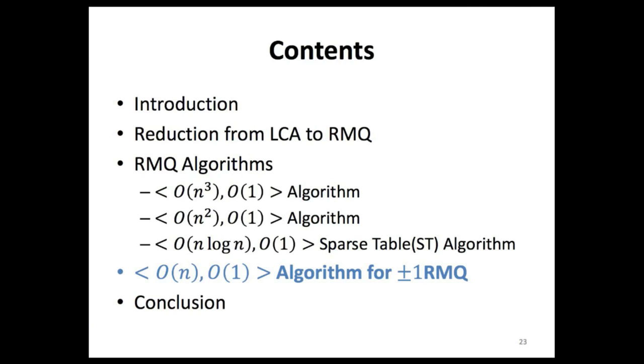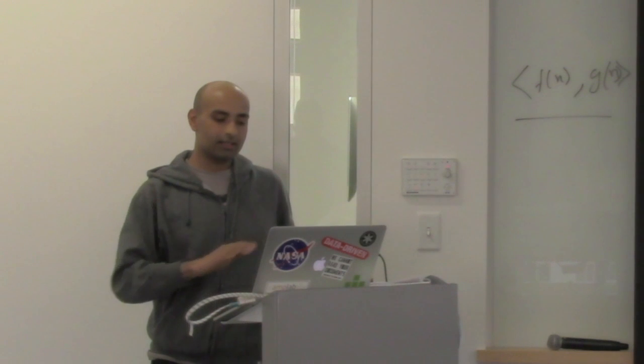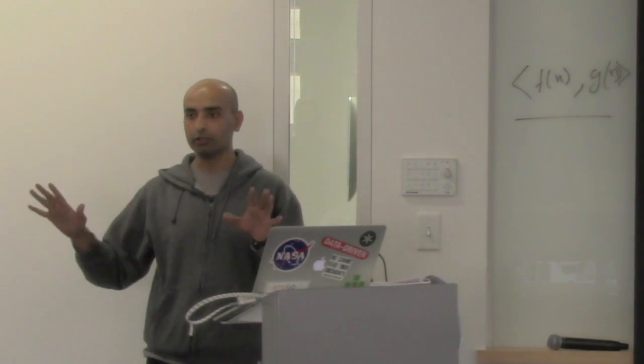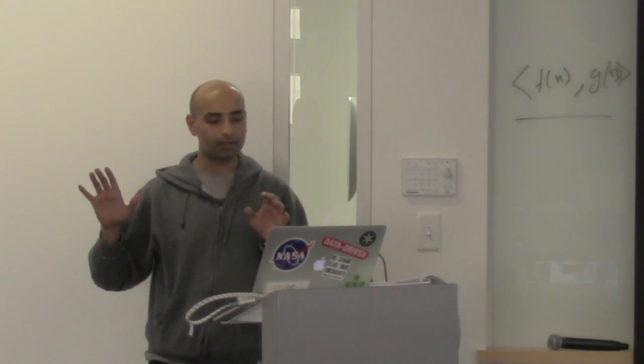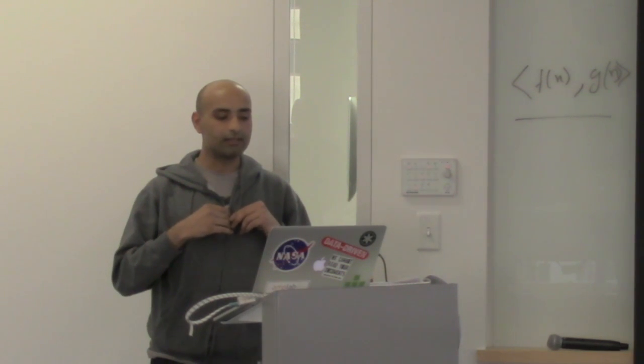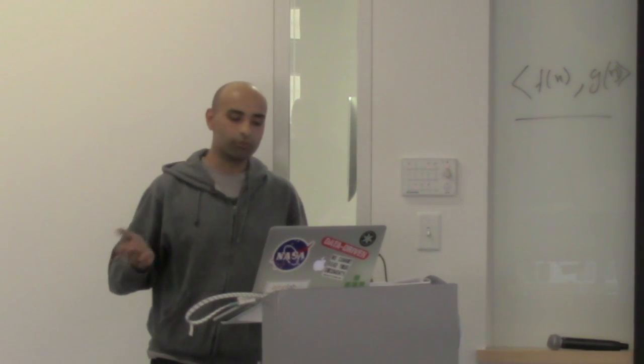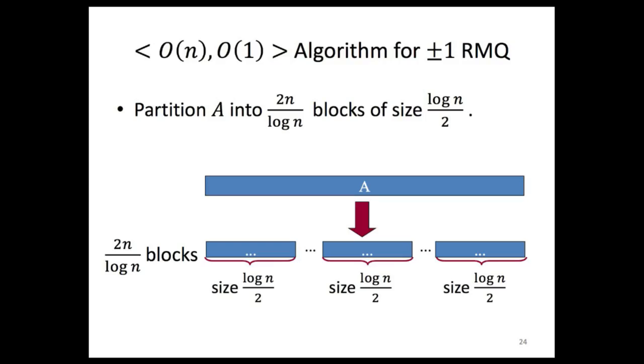So let's say you have the Euler tour array that you got, and you divide it into blocks of size log n by 2. So what you get is the number of blocks would be 2n by log n. So you have that many blocks, and now you can do the same kind of thing.